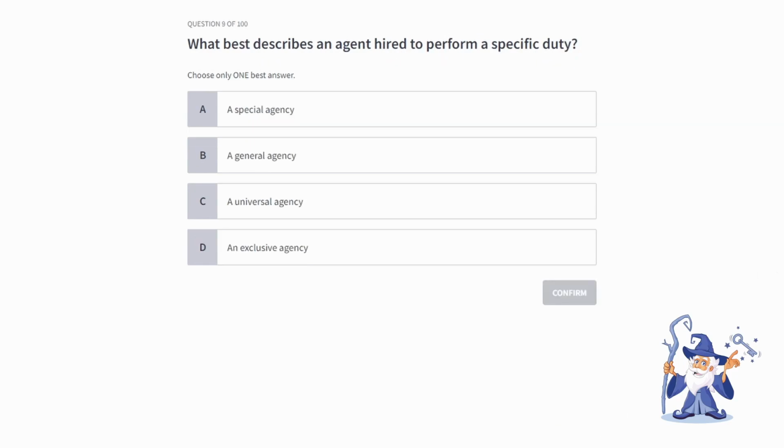Okay, number 9. What best describes an agent hired to perform a specific duty? And it gives us 4 options. A, a special agency. B, a general agency. C, a universal agency. Or D, an exclusive agency. So go ahead and think that one over and come up with your answer.